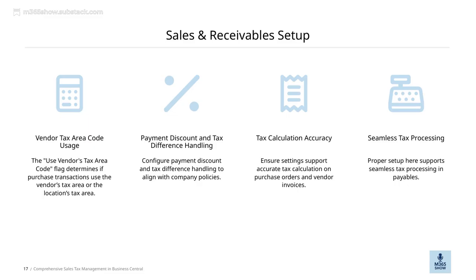Another important aspect is the vendor tax area code. You'll see a flag called Use Vendor's Tax Area Code, and this determines whether purchase transactions use the vendor's specific tax area or the location's tax area. Getting this set up right is essential for maintaining accurate tax calculations and ensuring your overall tax management process is efficient and compliant with regulations. Remember, these settings directly impact the accuracy and consistency of your tax data, which ties back to our overall goal of comprehensive and reliable sales tax management.